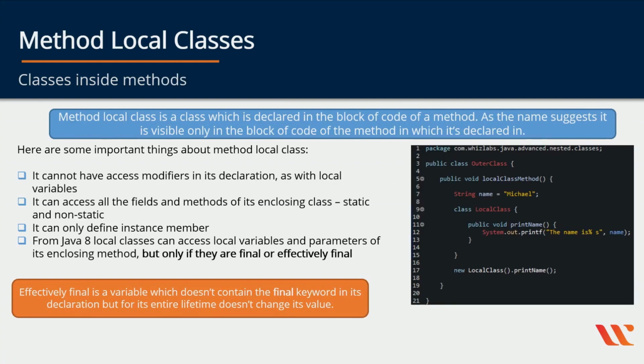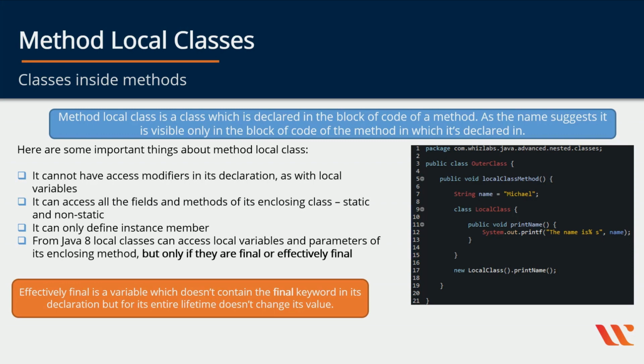Let's continue. Method local class is a class which is declared in the block of code of a method. As the name suggests, it is visible only in the block of code of the method in which this class is declared. Here are some important things to know about method local classes. It cannot have access modifiers in its declaration, as with local variables. It can access all the fields and methods of its enclosing class, static and non-static. It can only define instance members.